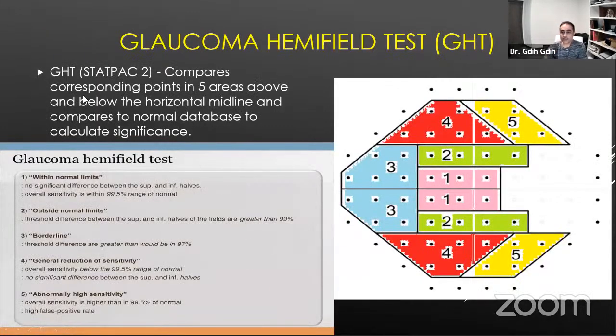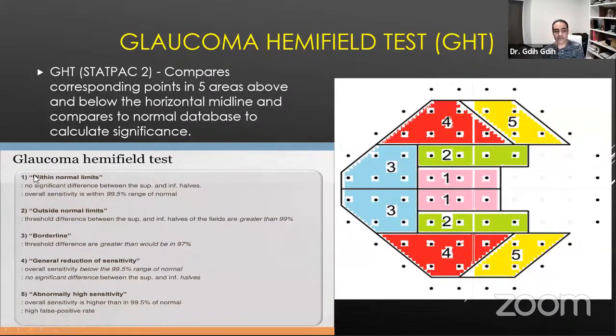Okay, now back to the glaucoma hemifield test. Remember that GHT? The machine will give you one of these five sentences, nothing else. There's no sixth one. It's either going to say within normal limits, or outside normal limits, or borderline, or general reduction of sensitivity, or abnormally high sensitivity. The two most important we need to know are normal and outside normal limits. Those are the ones we're going to use in our criteria.